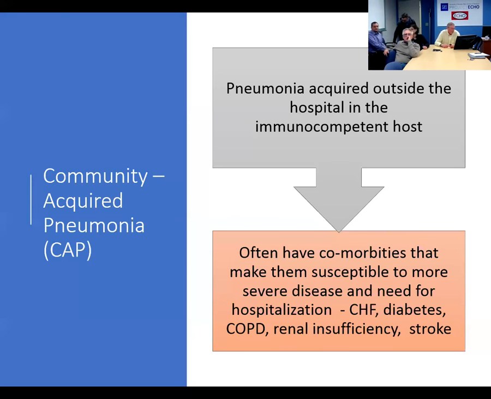Community-acquired pneumonia, as you know, is pneumonia which is acquired outside the hospital in a healthy host. But most of the time, when we see them in the hospital, these patients have comorbidities. So it's very unusual to see a healthy person in the hospital with pneumonia. Actually, I'm presenting a healthy person as the next case. But usually it's because they have comorbidities, whether it's things like heart failure, diabetes, COPD, kidney problems, or stroke.